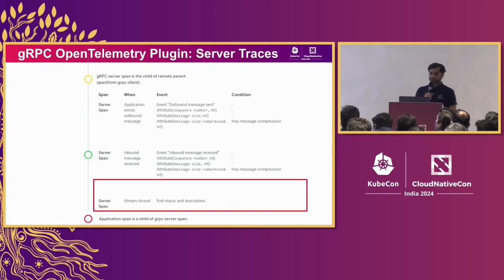Finally, the stream closed event with its status and description tells us how the gRPC call concluded, whether it was successful or encountered an error. And then if there was an error, you go back to the previous spans, like outbound message sent or inbound message received, to identify the pattern.